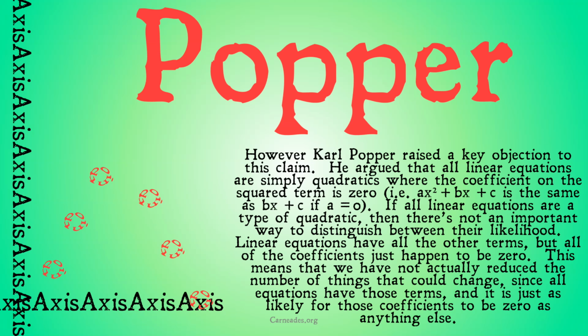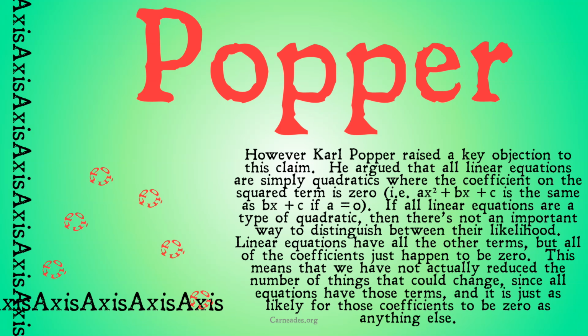However, Karl Popper raised a key objection to this claim. He argued that all linear equations are simply quadratics where the coefficient on the squared term is 0. Essentially, ax squared plus bx plus c is the same as bx plus c if a equals 0, and therefore all quadratics are just cubics with 0 for the coefficient on the cubed term, etc. If all linear equations are a type of quadratic, there's not an important way to distinguish between their likelihood.